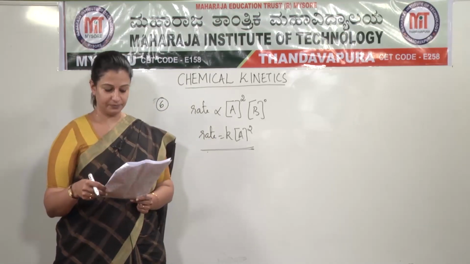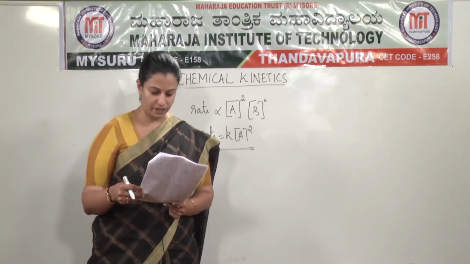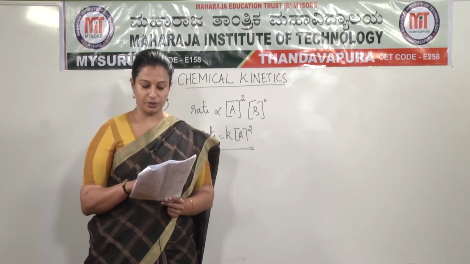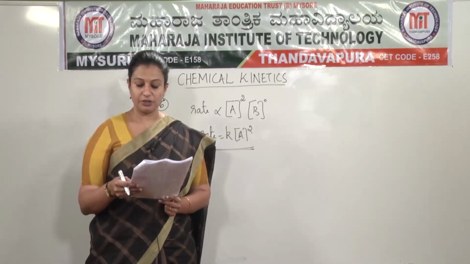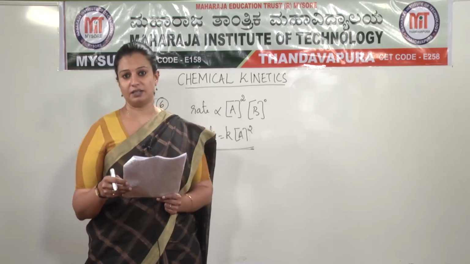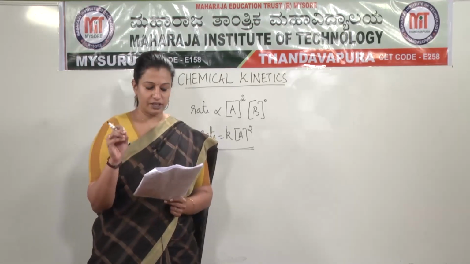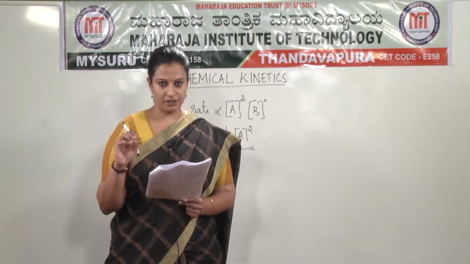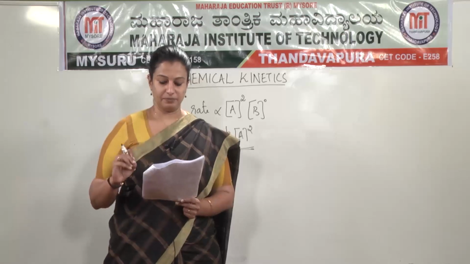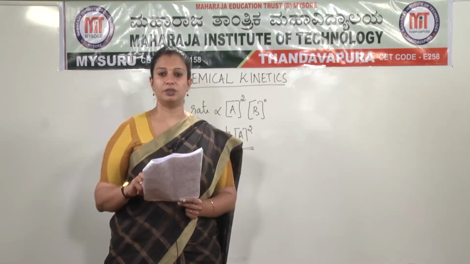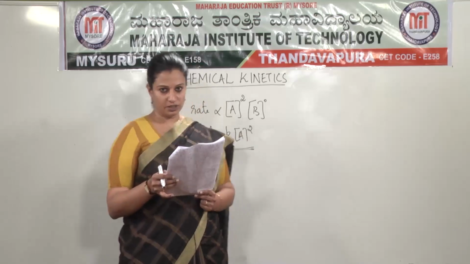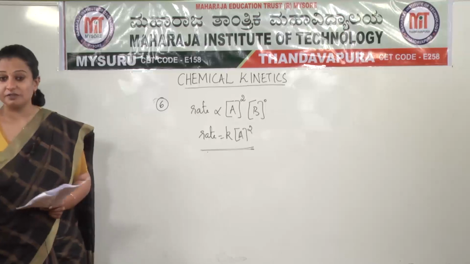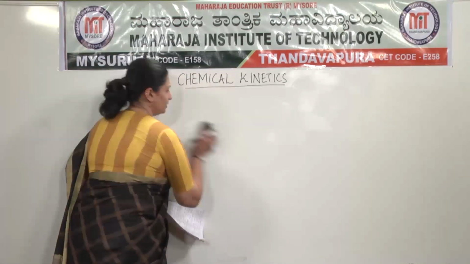For the reaction 2N2O5 giving 4NO2 plus O2, rate and rate constants are given as 1.02 into 10 to the power minus 4 and 3.4 into 10 to the power minus 5 second inverse respectively. Then the concentration of N2O5 at the time will be. This is the question. They have not mentioned anywhere what is the order of the reaction, but you have to figure it out by looking at the unit of the rate constant, which is second inverse. So second inverse means the order of the reaction was first order.